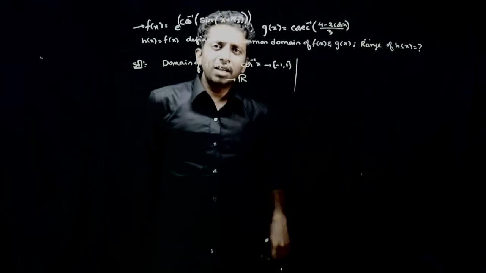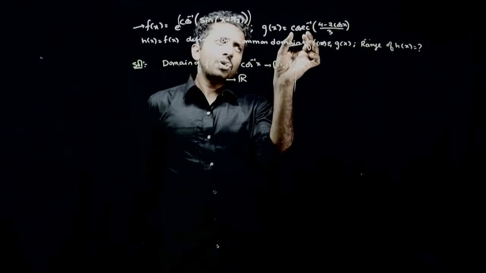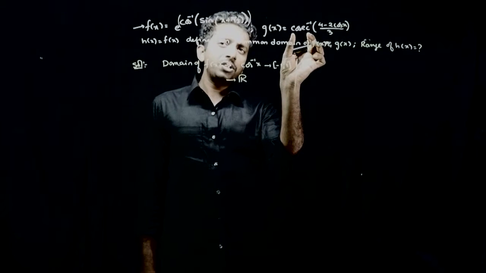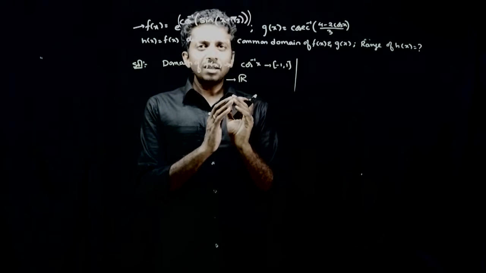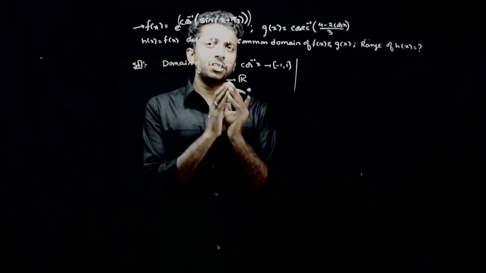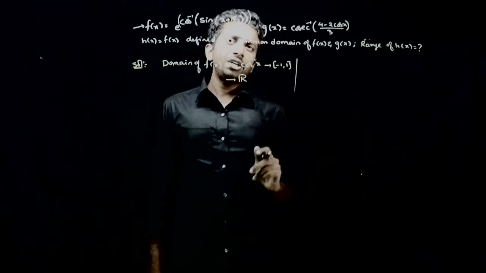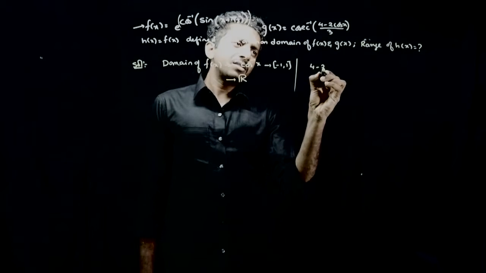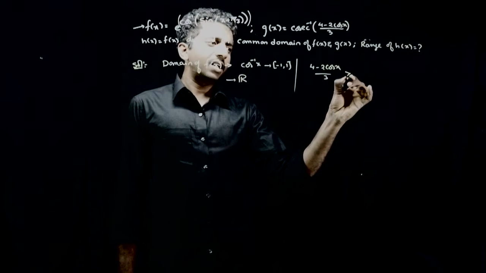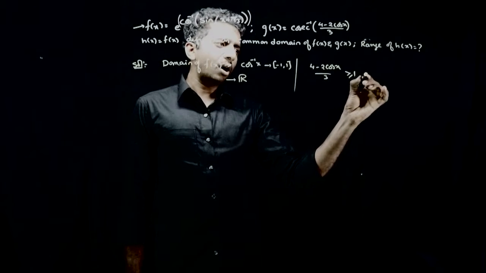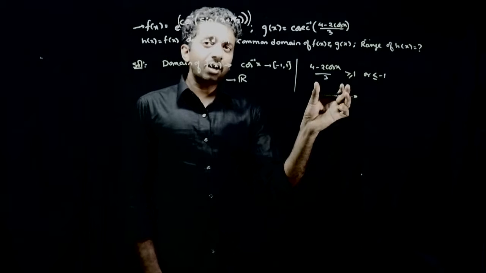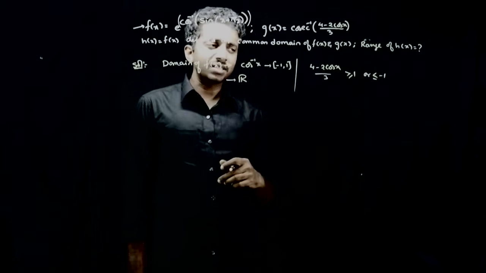अब g of x का डोमेन के लिए सोचेंगे. g of x is cosecant inverse of something. हमको पता है कि cosecant inverse का डोमेन जो है वो 1 और -1 के बीच में नहीं होगा. So either 1 से बड़ा हो सकता है और -1 से छोटा हो सकता है. So for this g of x to be defined, 4 minus 2 cos x by 3 जो है, it should be either greater than or equal to 1 होना चाहिए और less than or equal to -1 होना चाहिए. So let us solve this individually and see where x has to lie.